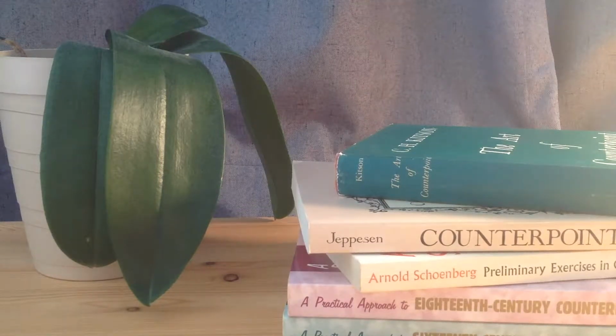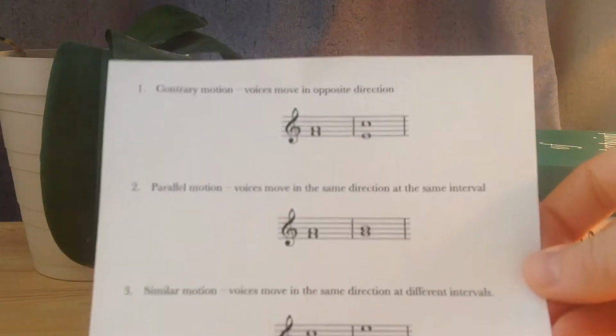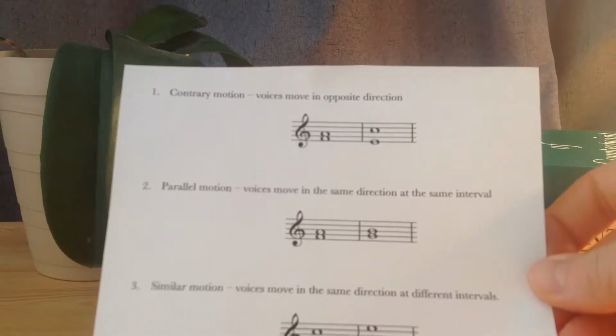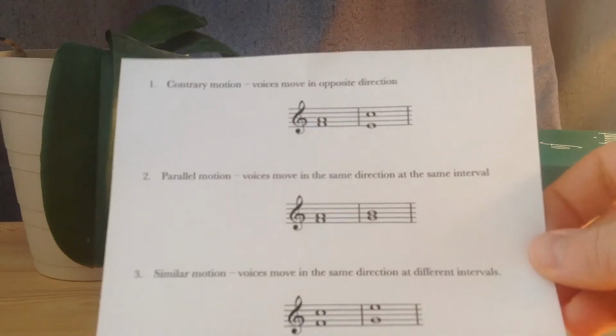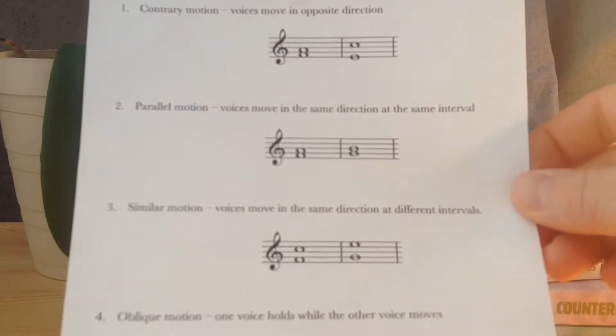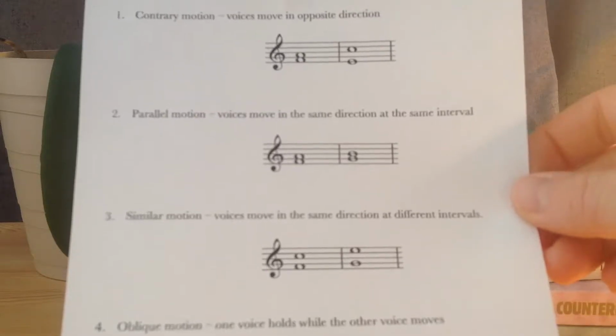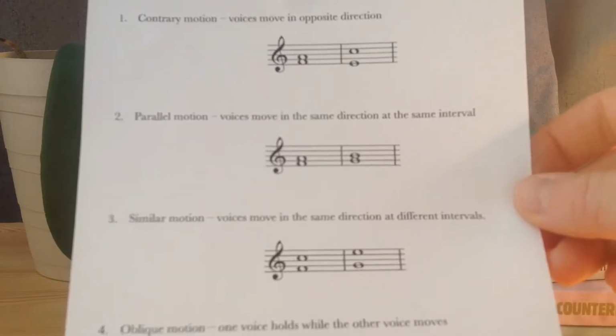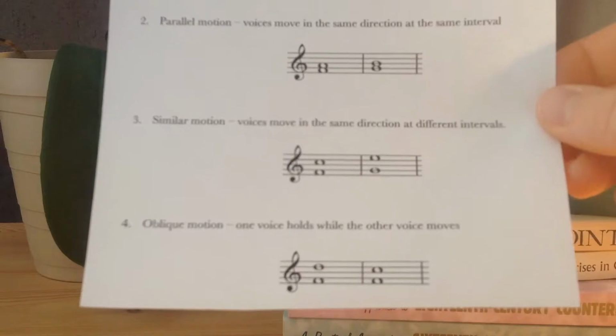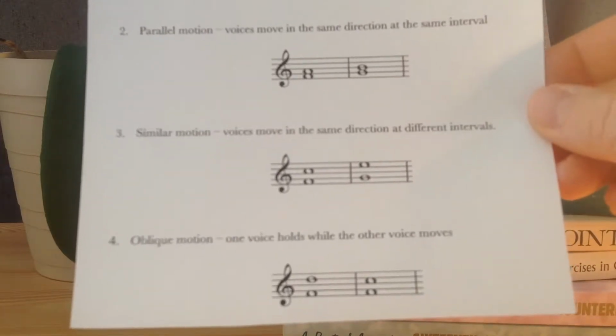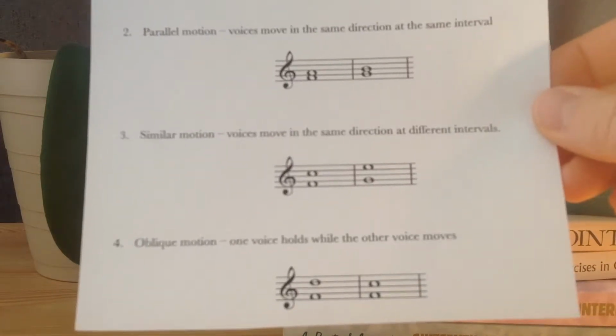On your handout, under point 2, types of motion, you have a summary of the 4 different kinds of motion that we have in counterpoint. So here we see contrary motion. The voices are moving in opposite directions. Parallel motion. Voices move in the same direction at the same interval. So here we have an example of parallel thirds. Similar motion. Voices are moving in the same direction, but they create different intervals.